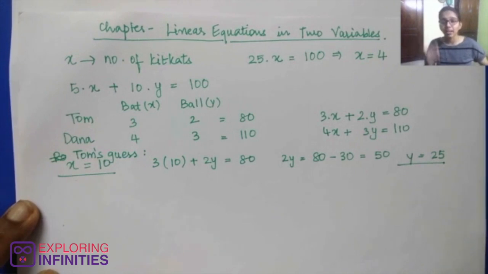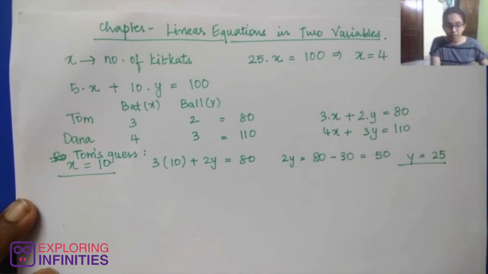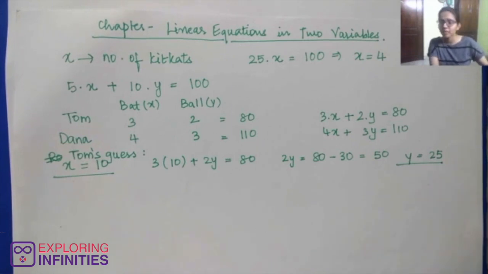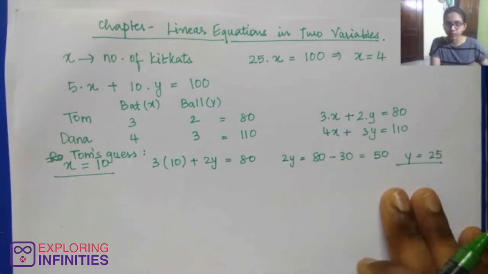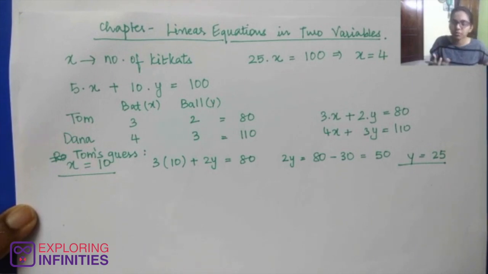Since Dana also bought the same bat and ball, her equation should also be satisfied by these x and y, because it was the same bat, same ball, same MRP, same cost, everything's the same. So x equal to 10 and y equal to 25 should satisfy Dana's equation. If you want to satisfy an equation, it means LHS should be equal to RHS. So if I put the values for x and y, my LHS should be equal to 110. Let's see if I'm getting it or not.